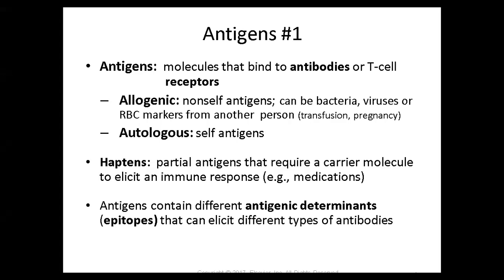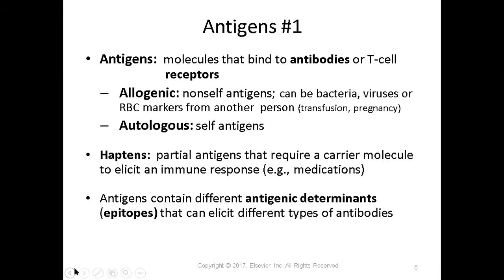Another important thing about antigens is that they contain different antigenic determinants, and these are called epitopes. And each epitope can elicit a different type of antibody. Okay, so think of the antigen as having multiple pieces to it. Okay, and so the piece that is recognized as foreign, an antibody may be made by a person directed against that piece or epitope. Okay, but there's definitely more than one. All right.